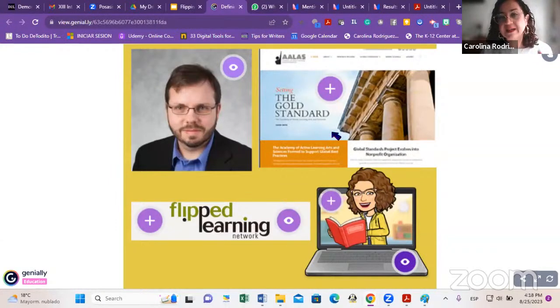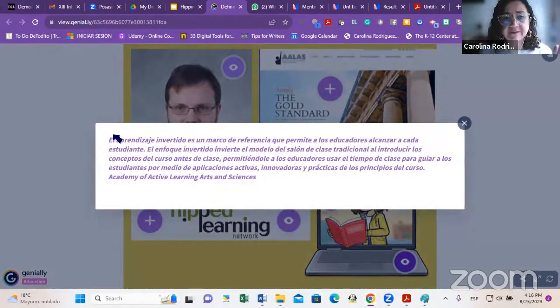But the gold standard definition has the voices of over 50 educators around the globe, right? And so what does it say? It says that flipped learning is a framework, okay? That is an important word because what John Bergmann says is that we just provide the framework. He also calls it a meta strategy. So flipped learning is a meta strategy, so you can use any other thing that you want, right?